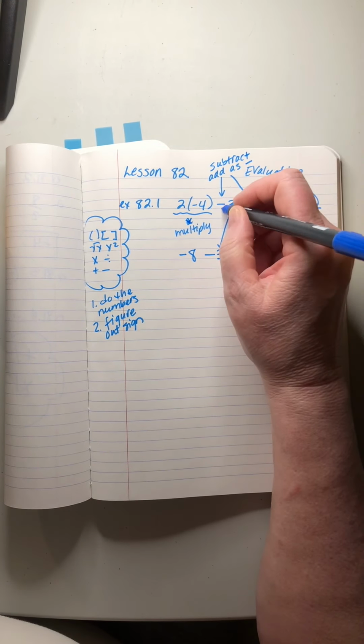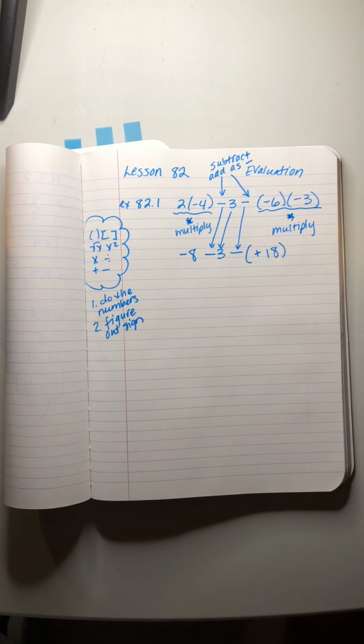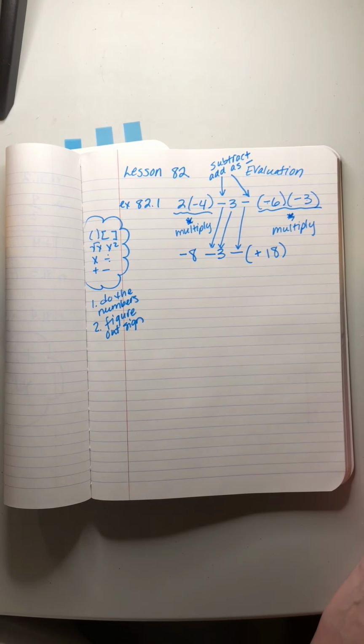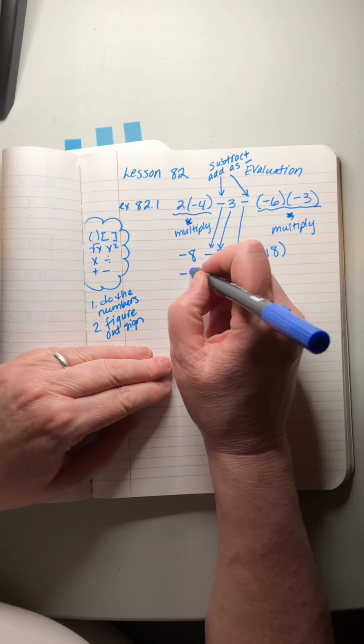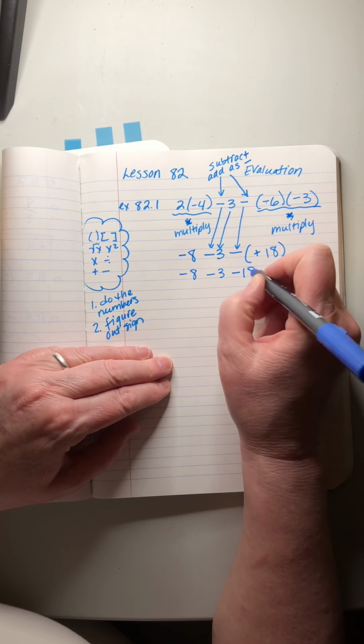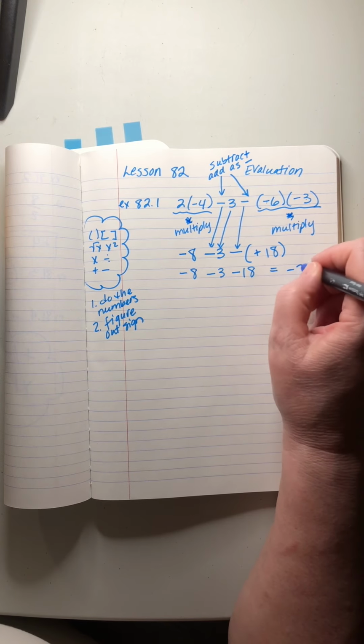All 3 of these just come straight down. The hardest thing in these is just trying to tell which ones are the subtraction and which ones are part of the multiplication. And we know this must be subtraction because it's not part of a multiplication. So now we have minus 8, minus 3, minus 18. We can make the parentheses and the plus sign go away. That doesn't change anything. And that turns into what? Minus 29. And that's the right answer.